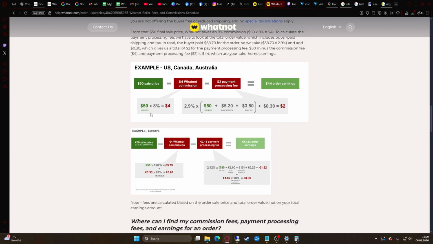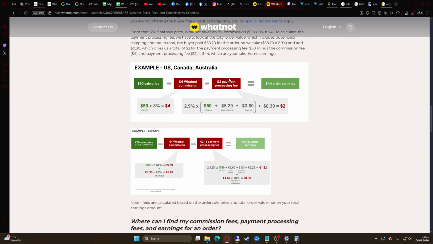Commission is pretty obvious. It's 8% of the sale price for the US, and 6.67% in Europe. But after that, you have to get 20% off the result of the previous calculation and add it together, which equals this amount in euros, or dollars, or whatever, in this example here.